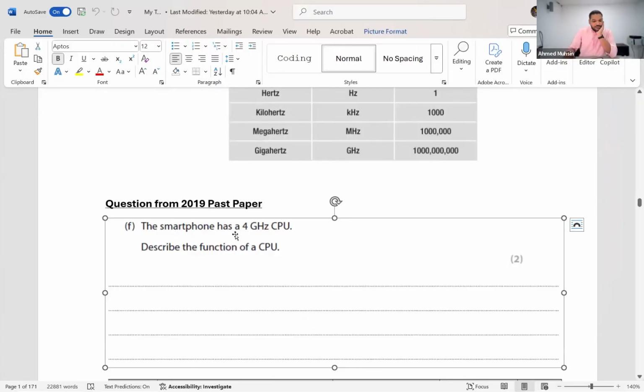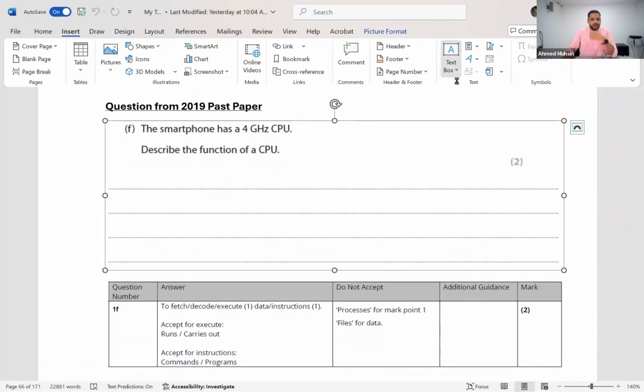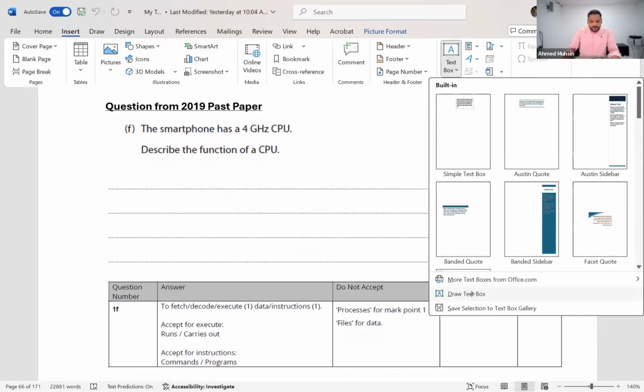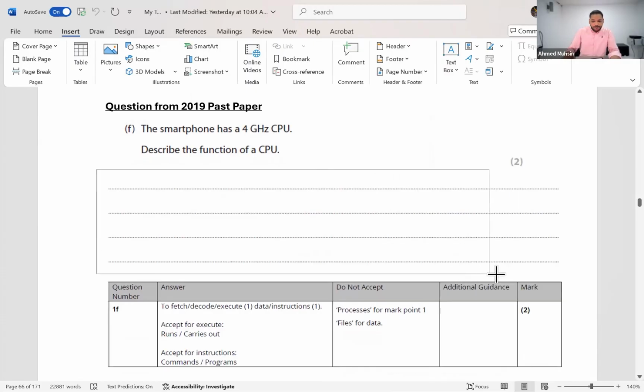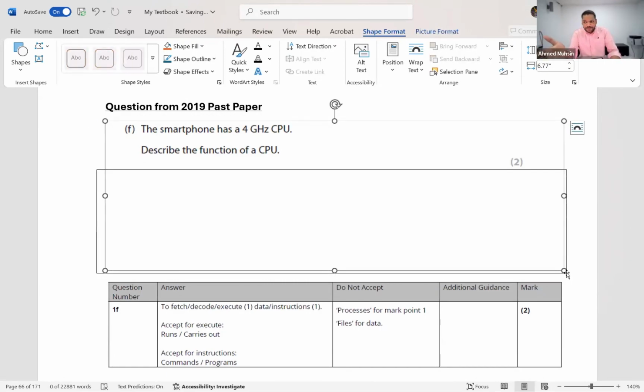Can you read this question from the 2019 past paper? The smartphone has a 4 gigahertz CPU. Describe the function of a CPU. Shall we first show the examiner we know what CPU stands for? Central, you said, right? The central processing unit is responsible for converting what to what? Data into information.